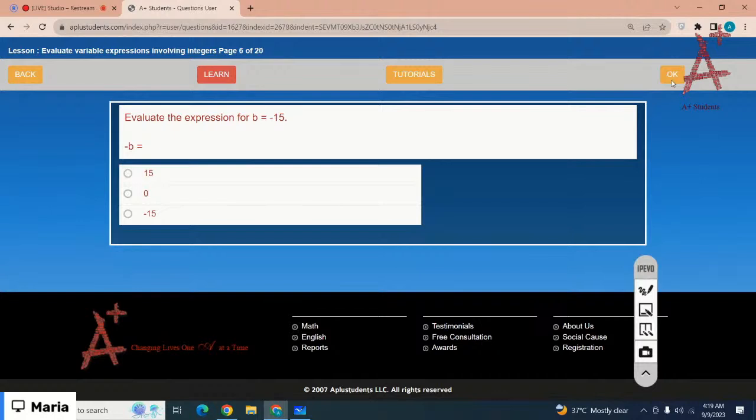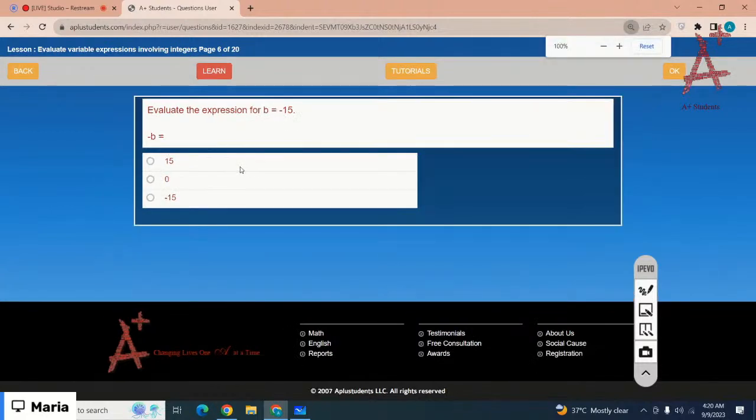Evaluate the expression for b equals negative 15. So which is the correct option? You are given b equals negative 15, right? So replace b with the value, that would be negative times negative 15, right? So negative and negative becomes positive, so that would be 15.